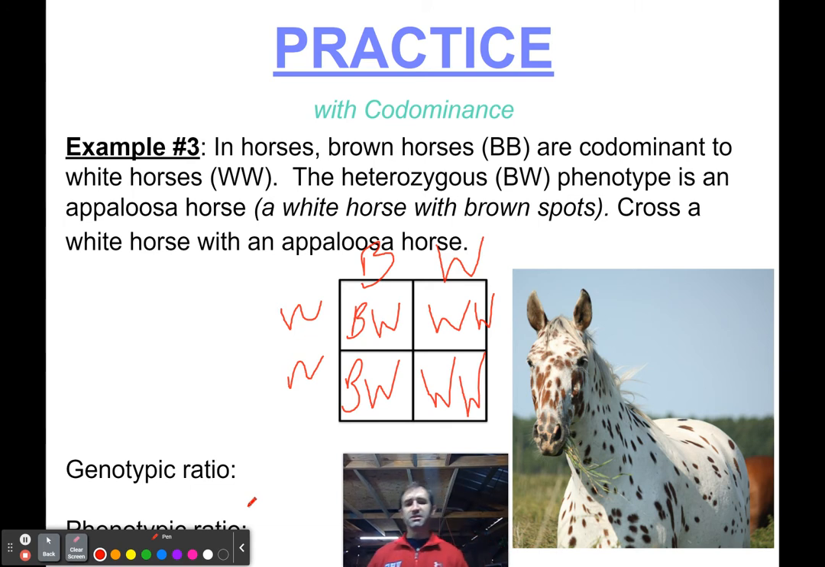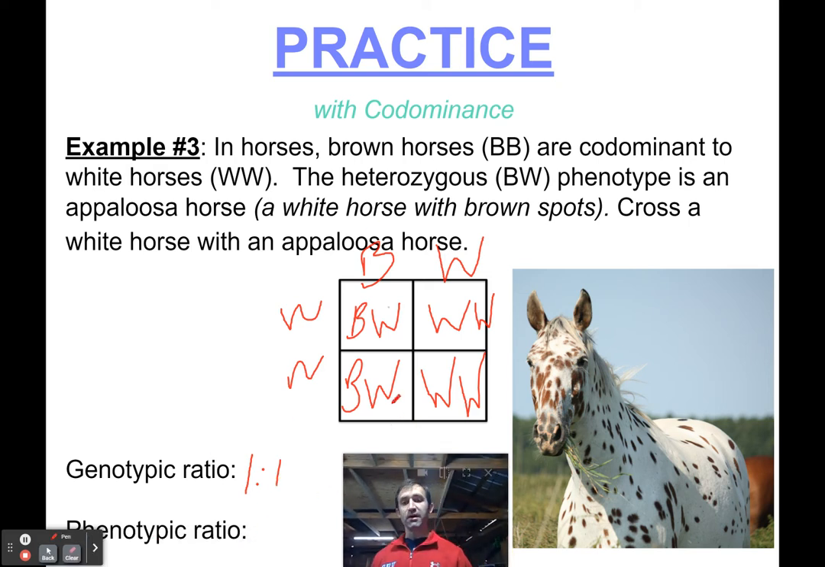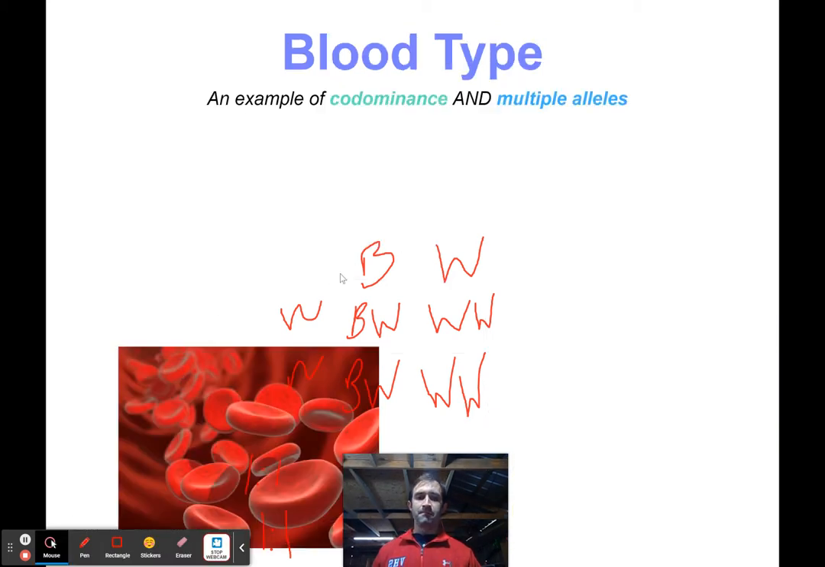So what's our genotypic ratio? The genotypic ratio is 1 to 1, B W, W W. It's 2 to 2, really, which simplifies to 1 to 1, like we said. And then the phenotypic ratio would actually be the same. So we have a 50% chance, if we cross these two horses, to get an Appaloosa horse, and a 50% chance to get a white horse from the offspring of the mating of these two horses. Okay, 1 to 1. Cool.